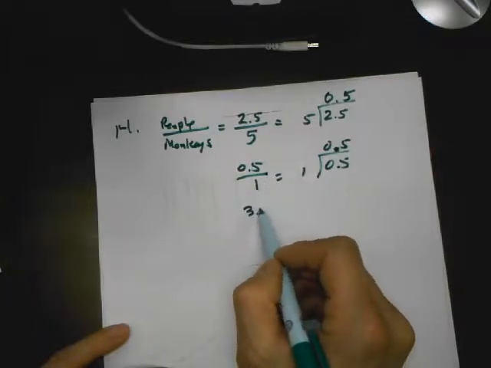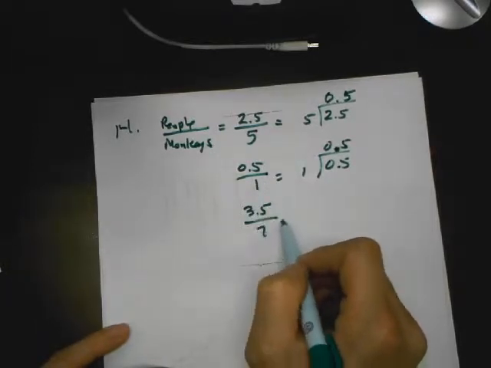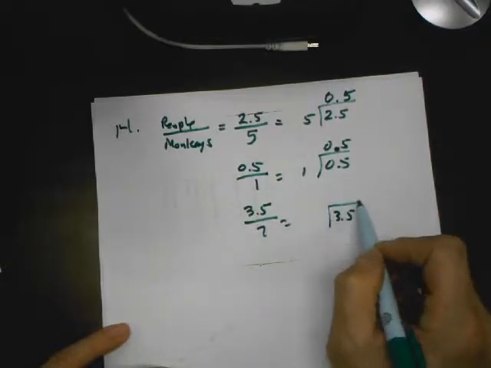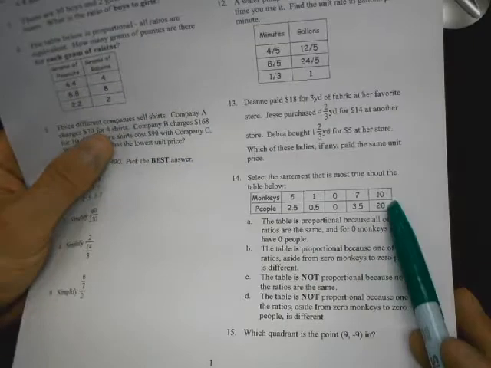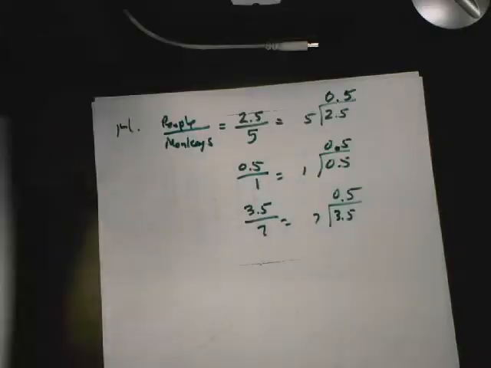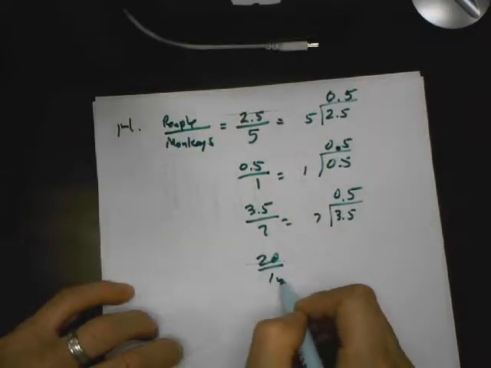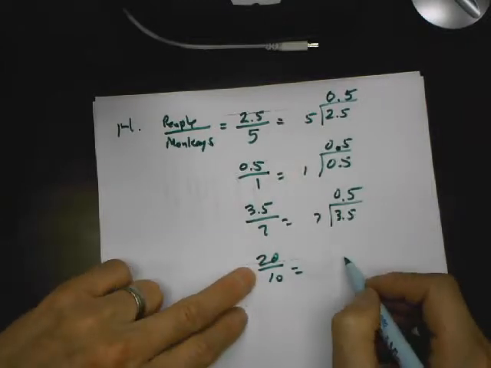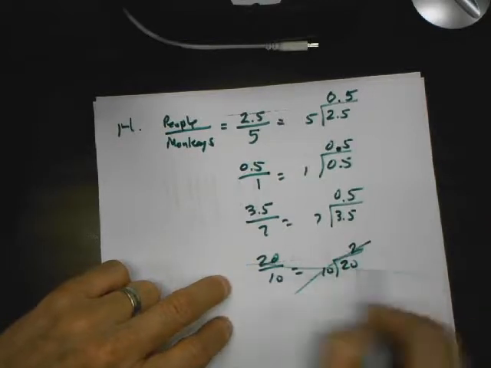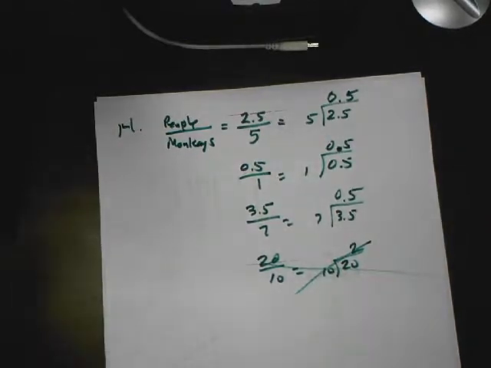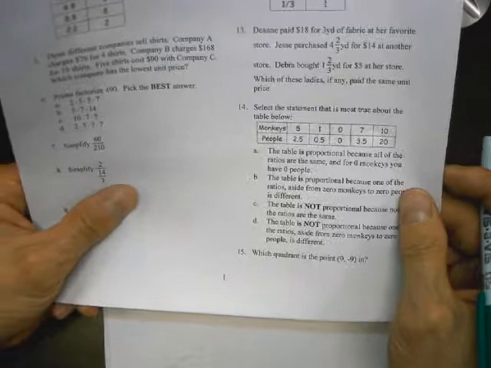Next, I have on the bottom 3.5 people per 7 monkeys. So I go 3.5 divided by 7. Again, I get 0.5. It's looking good, but I don't assume anything. I always test all three. So the next one, I have 20 monkeys to 10 people, which some of you might think is 0.5, but when you divide, you can see it's actually not. It's 2. That one's different. So this is not proportional.